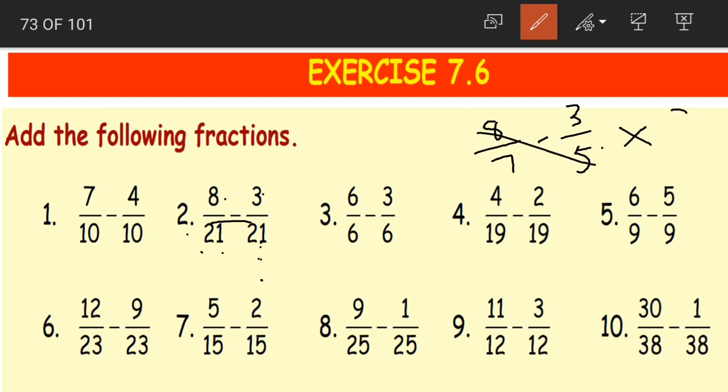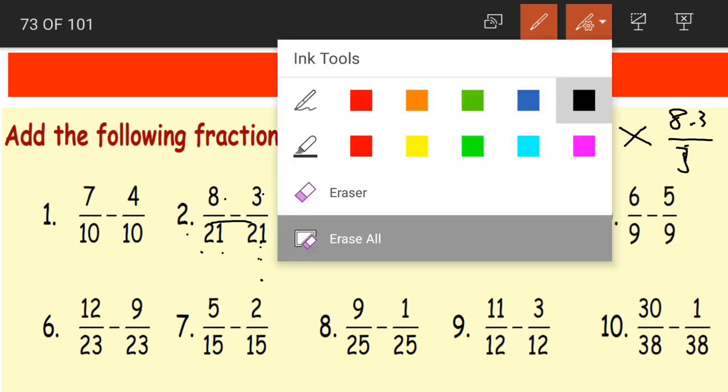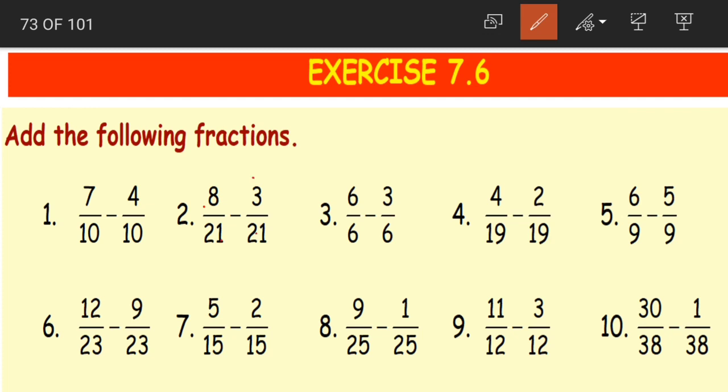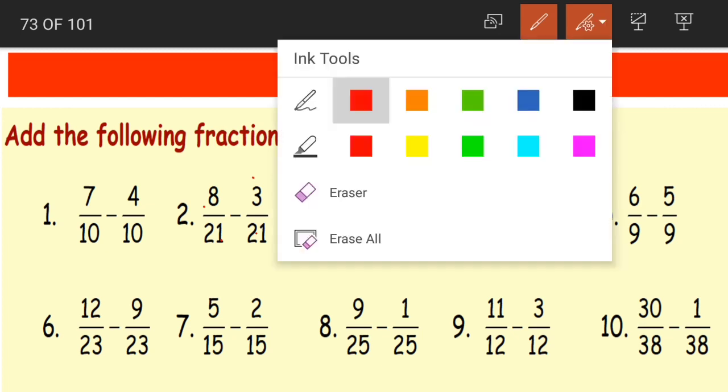Okay, you cannot apply 8 minus 3 divided by 7 or 5 or something else. That is not possible. 8 by 21 minus 3 by 21. Subtract the numerators, divided by our common denominator. 8 minus 3, 5, divided by 21, which is the common denominator. So 8 by 21 minus 3 by 21 is equal to 5 by 21.